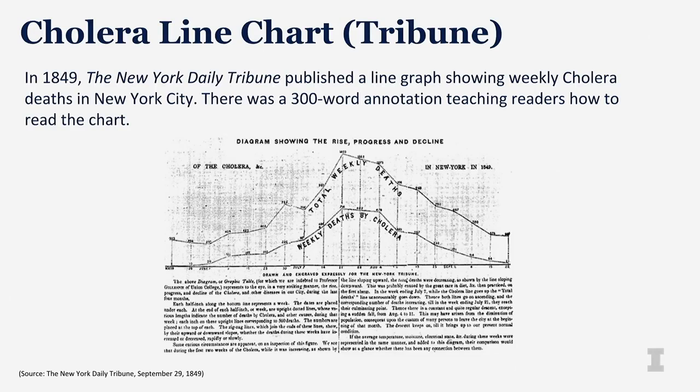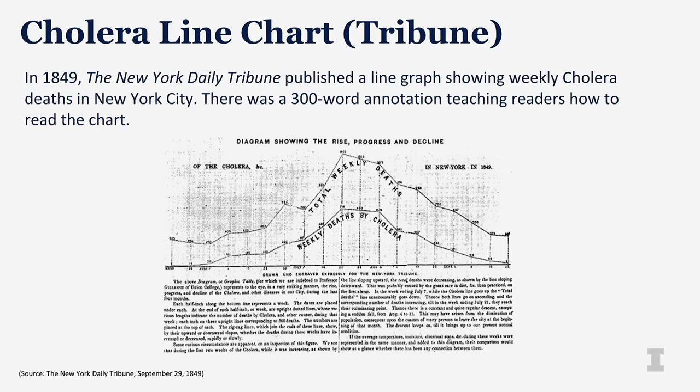Data visualization in newspapers wasn't common until technical advances later in the 19th century. But even as far back as the 1840s, newspapers were experimenting with it. The Tribune of 1849 published on its front page a line chart tracking the deaths in New York City from the cholera epidemic that summer.